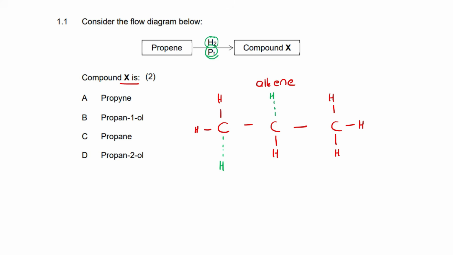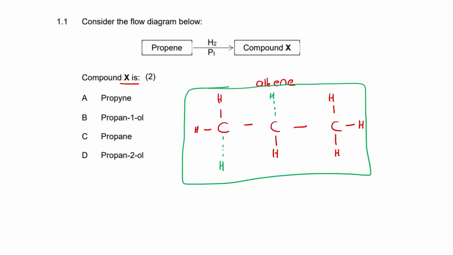The platinum just serves as a catalyst, for example. And so here we've got hydrogen. And so this is the molecule that we form. And so that is just going to be propane.